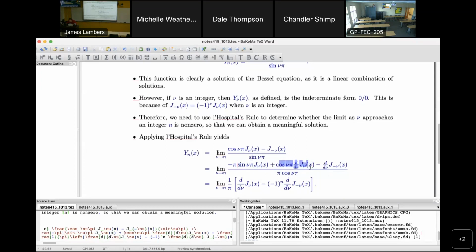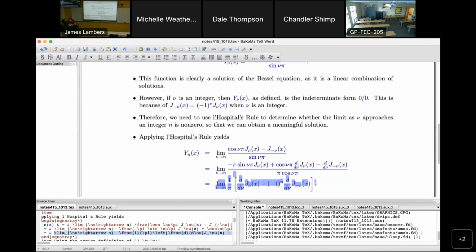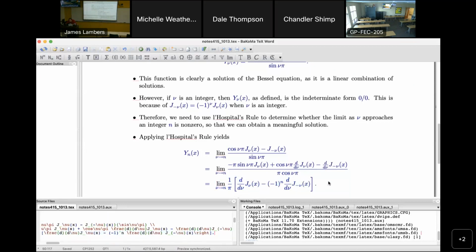Now, as we move to this next term, we have cosine nu pi over cosine nu pi, those cancel. So we have 1 over pi times the derivative of J nu. Now for the remaining term, cosine of nu pi is equal to minus 1 to the nu when nu is an integer. So that's where this minus 1 to the n comes from. And we have a derivative of J sub minus nu. So now the limit simplifies to this. We no longer have a troublesome fraction. So this is something we can attempt to evaluate.